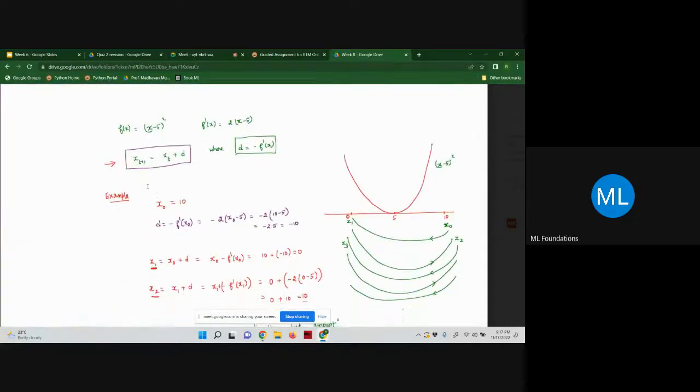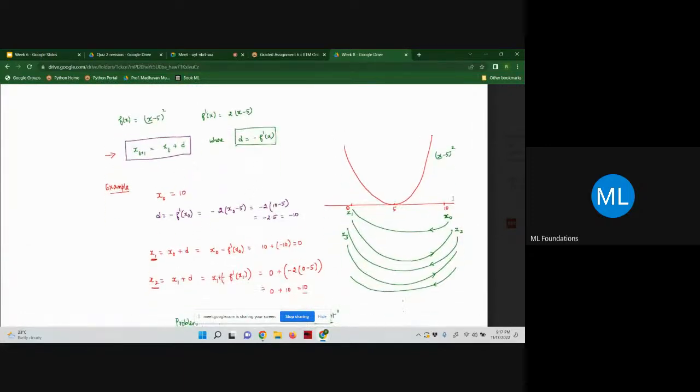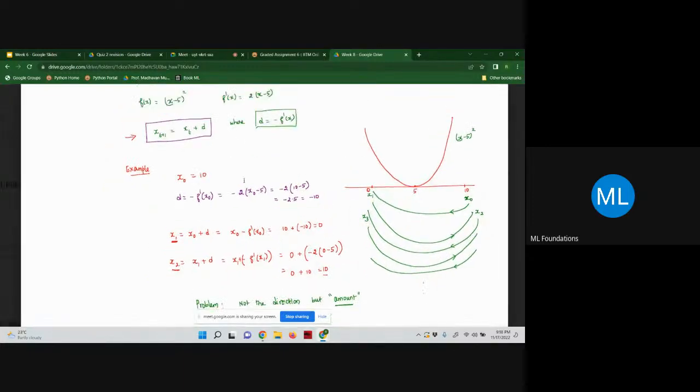The problem with that is, let's say you started at 10. Using x_{t+1} equals x_t plus d_t, where d_t is minus f dash of x, you moved in the right direction, but then you moved too much, so you ended up at 0. From 0, you again moved to 10, then 0, 10, 0, 10. You moved towards 5, but moved too much, and from 10 you moved towards 5 but again too much, such that you're oscillating around your actual optimal value. So it's not just the good direction that matters, it's also the amount you move in the correct direction that matters.